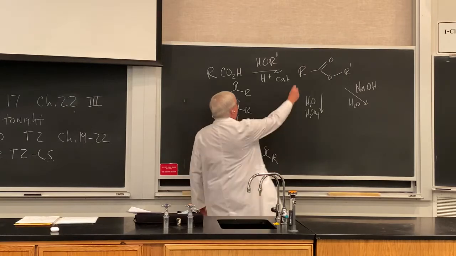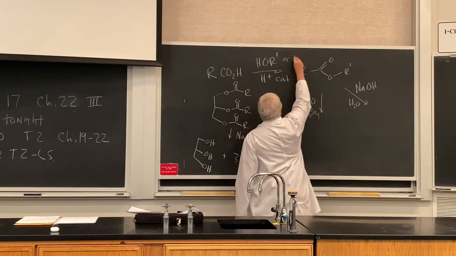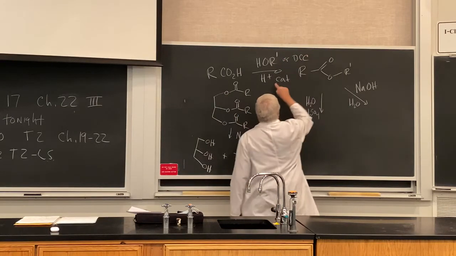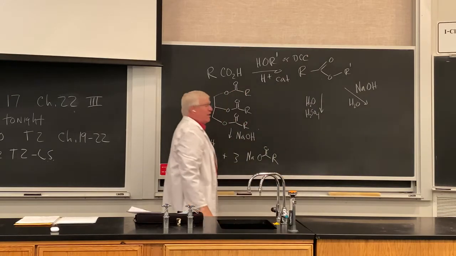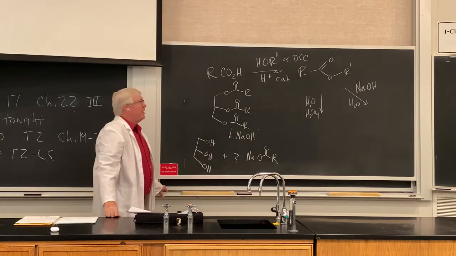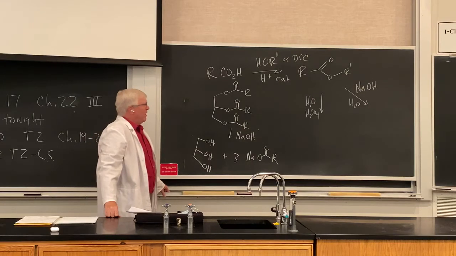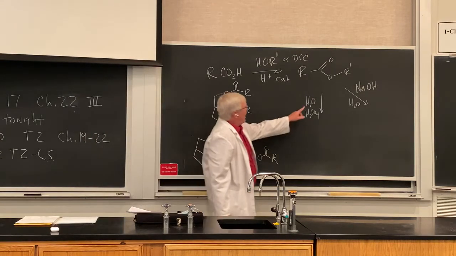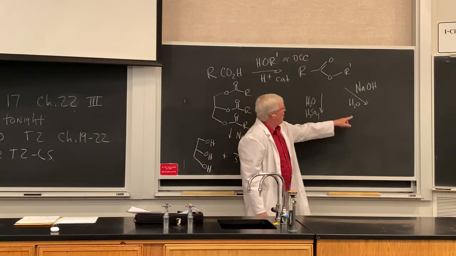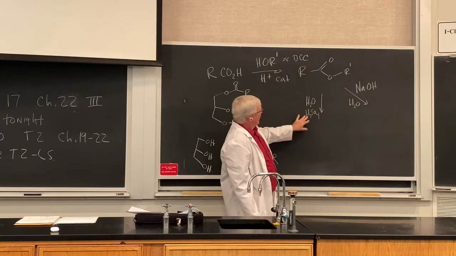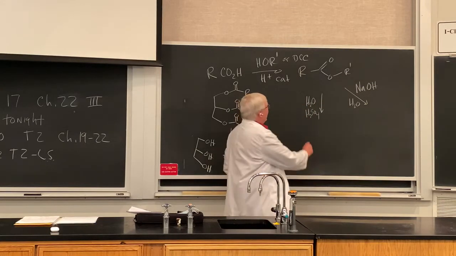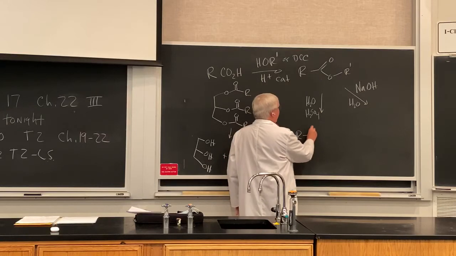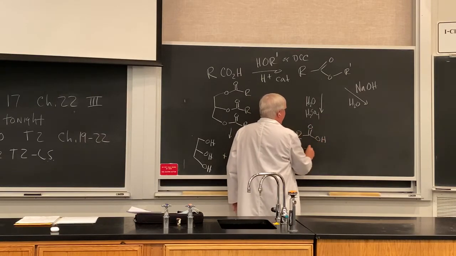You can also make this with DCC and leave out the acid catalyst, right? And so that way you can do it at 1-to-1 stoichiometry under neutral conditions. Now today we're going to do this. We're going to hydrolyze or break apart the ester with water under acid conditions. And that's going to give us back the carboxylic acid and the alcohol.